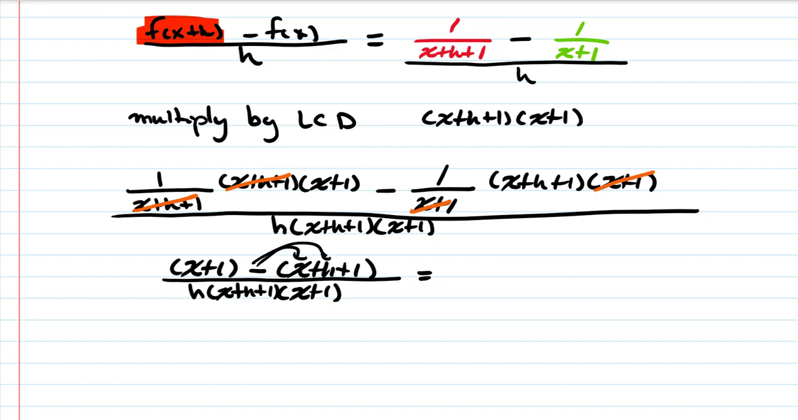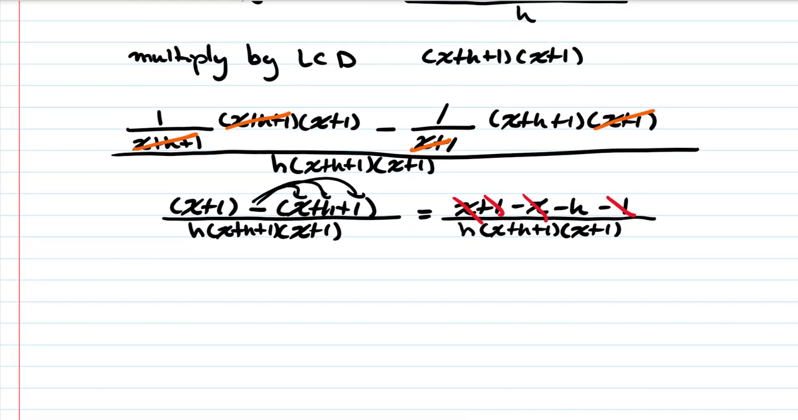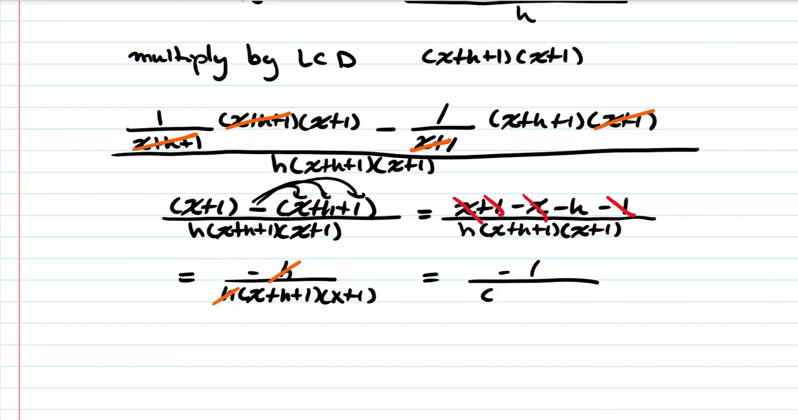Distributing into our parentheses gives x plus 1 minus x minus h minus 1 all over h times x plus h plus 1 times x plus 1, and we reduce plus 1 minus 1 and x minus x. So finally, after all of that, we get negative h over h times x plus h plus 1 times x plus 1. And now our h's reduce out, leaving behind a 1 in the numerator, giving us our final solution is -1 over x plus h plus 1 times x plus 1. And that would be our difference quotient.